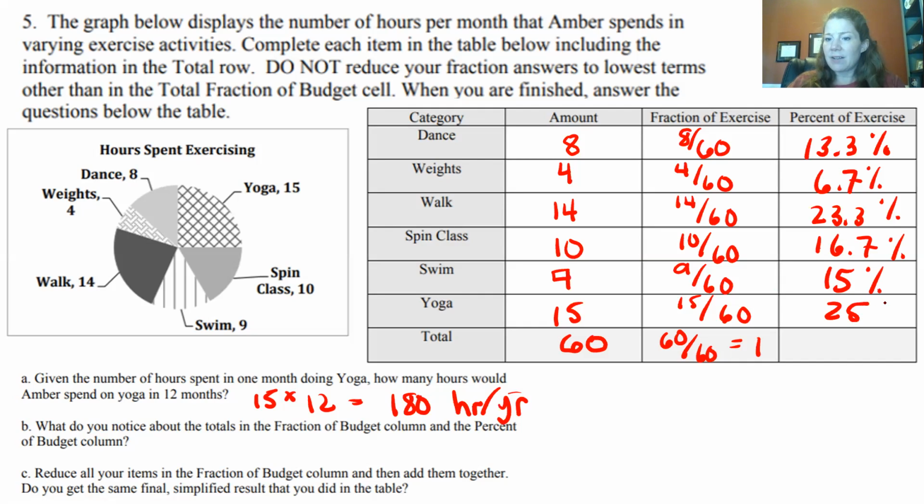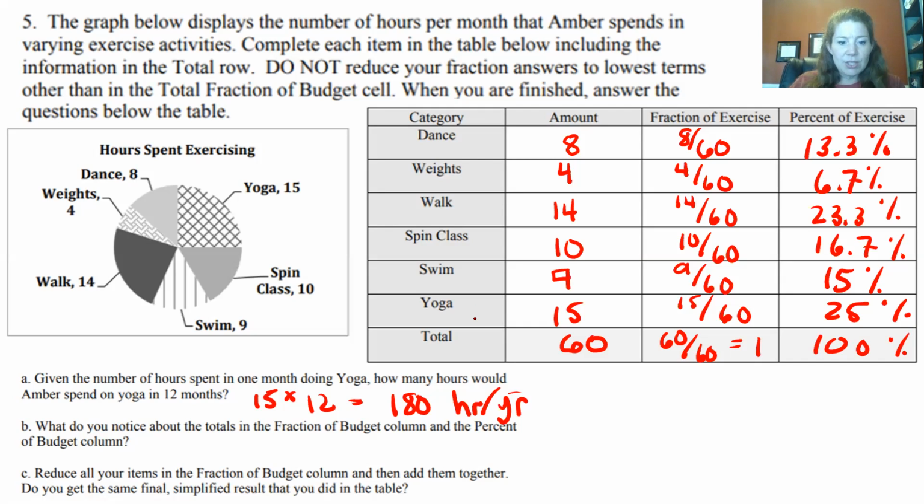So when we add all these up, what should we get? We should get a 100. 25 plus 15 plus 16.7 plus 23.3 plus 6.7 plus 13.3 is 100%. This is 100% of her exercise in a month. So she spends more time doing yoga, and next in line she walks.